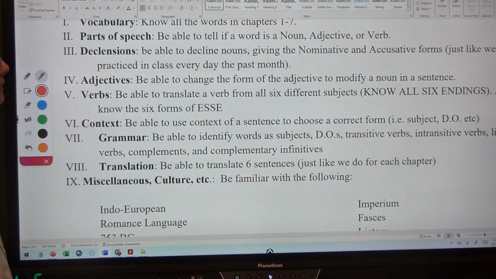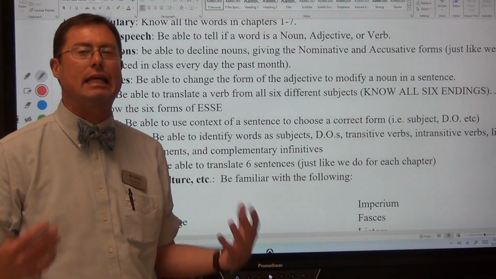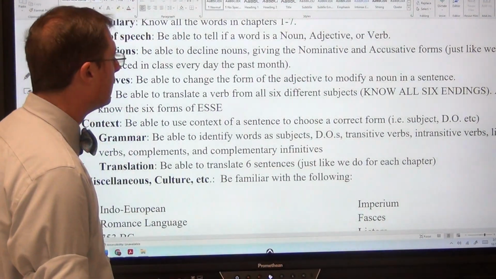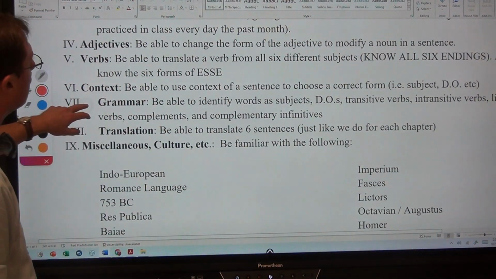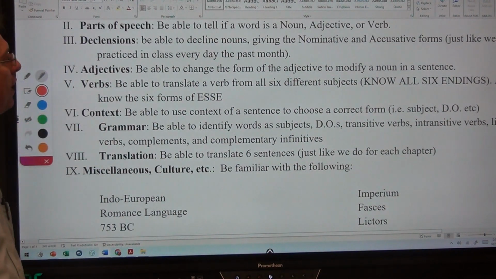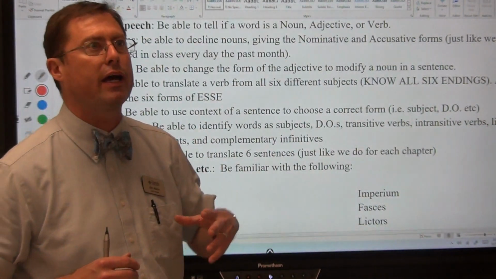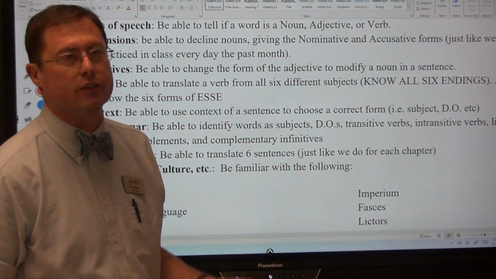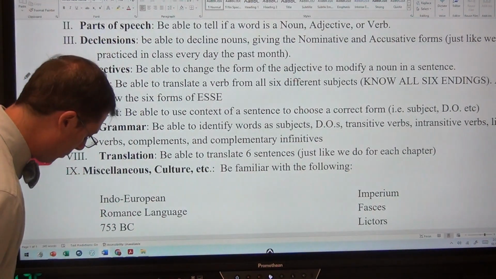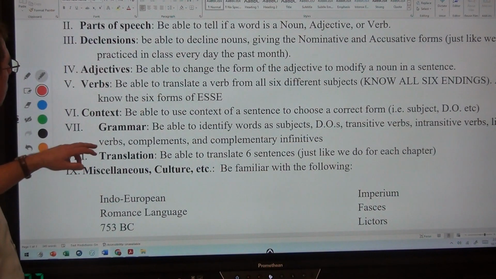You need to be able to decline the nouns, giving the nominative and accusative forms, just like we have done so far in class every single day in the couple of weeks leading up to this exam. And your endings are incredibly important. Next section is that you have to change an adjective in order that it can modify a noun. That is, to have it manipulated to agree with the noun in case, number, and gender. And we're going to look at some examples on a practice sheet that also is available for you in just a moment.